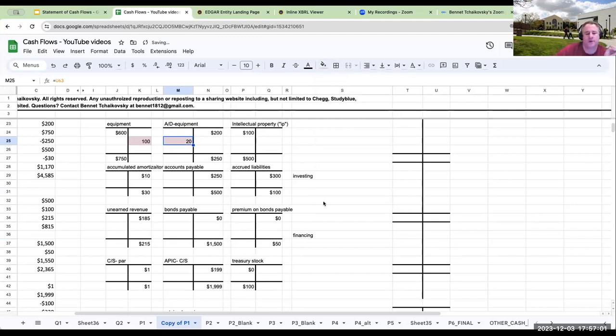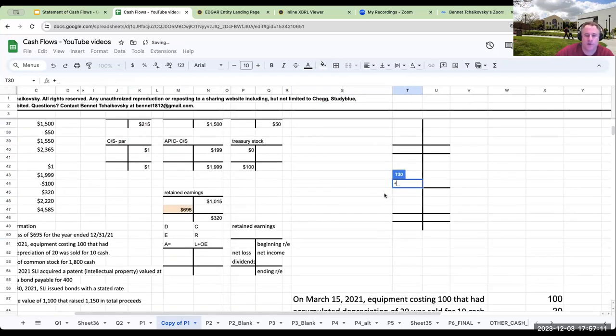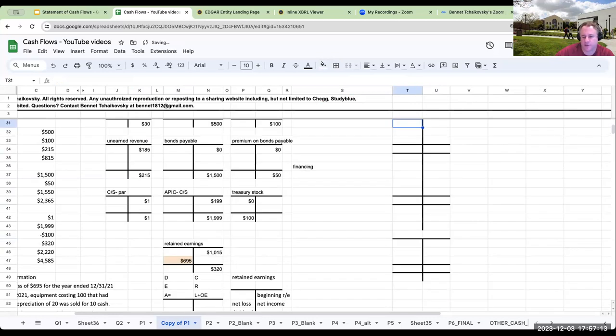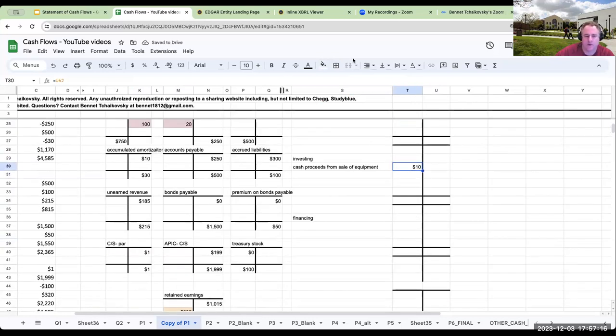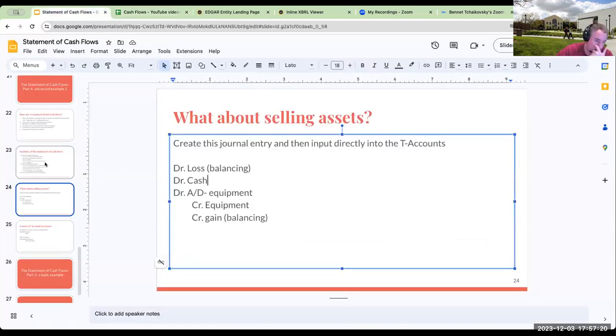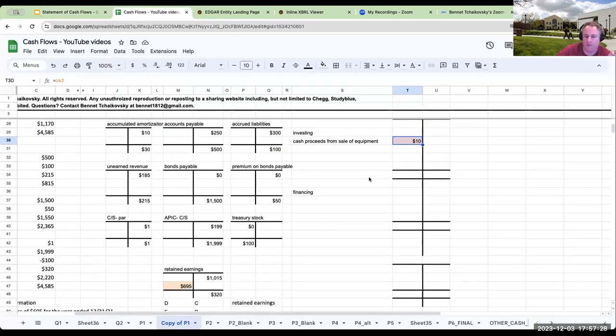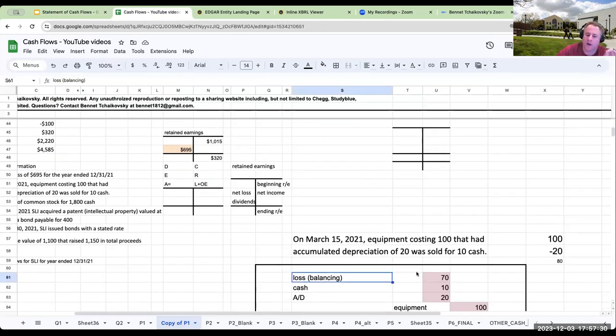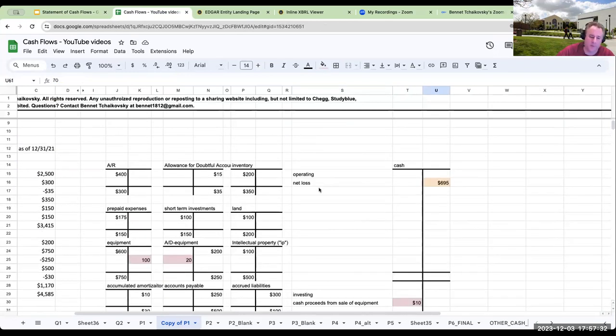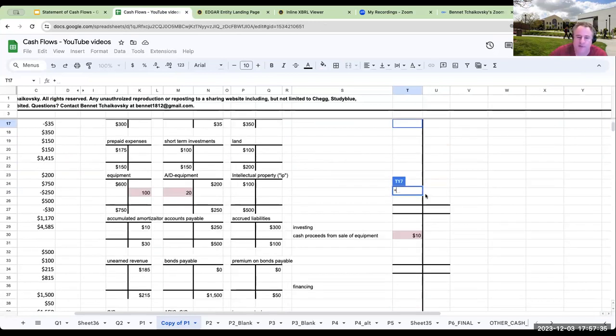Okay, now the fun part. The cash proceeds from the sale of equipment are going to show in the investing section at 10, right? If I'm selling equipment, this is going to show in the investing section. Very important. Now, the loss is going to go into the operating section directly as a debit.